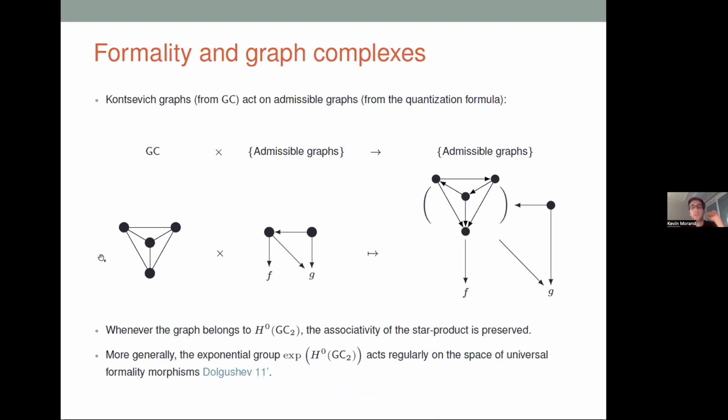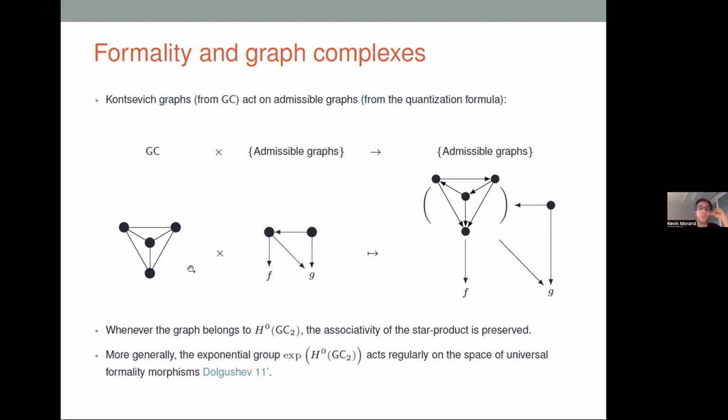Okay, second bridge we can make is between formality and graph complexes. This has also been introduced by Kontsevich. It shows that the graphs from the graph complexes act on the admissible graphs of the quantization formula. And they simply act by insertion. So we can insert a graph from a graph complex into one of the vertices of the admissible graph. And then we can obtain a sum of graphs by summing over all the possibilities to connect the dangling edges. So if we do this in the star product formula, generically, we will not preserve the associativity condition.